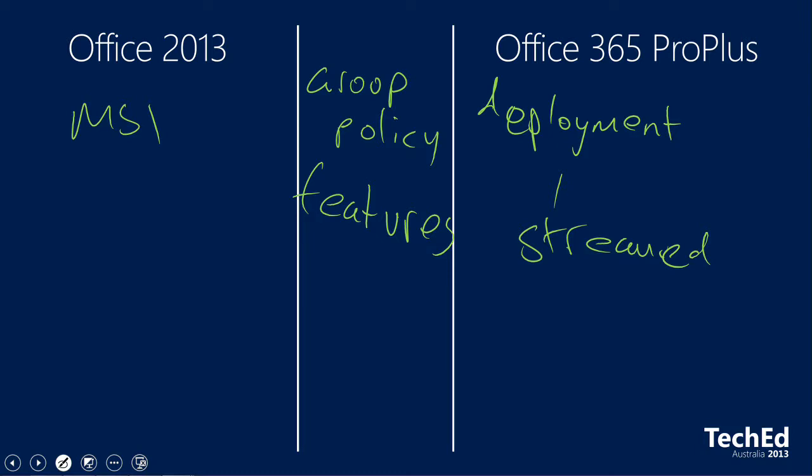Anyone else got a guess as to what one of the deployment configuration tools is? The gentleman up the back. The transform? Yep, I'm looking for the tool that's used to create that. I'll give you another go at it. The gentleman next to him? Oh, no, not correct. Yes, you, sir, in the white shirt? Oh, almost, but not correct. Yes, sir? The Office customization tool is correct.